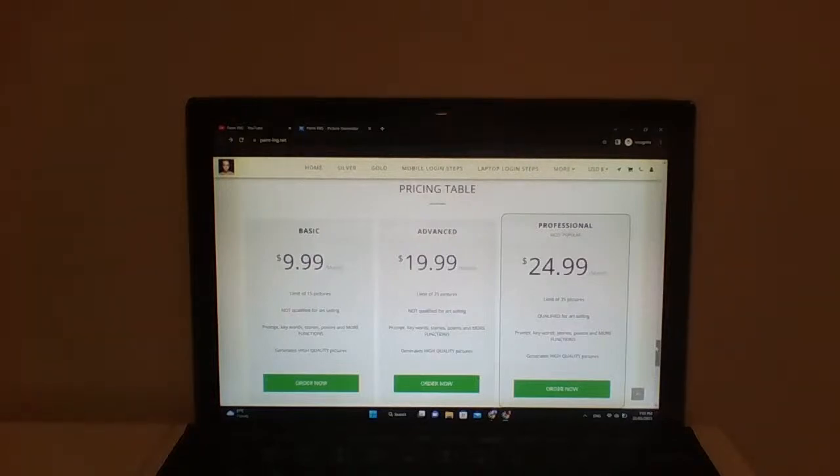Last is our professional plan. This is our most popular plan and it is only $24.99 and offers a great variety of services. For the professional plan, we offer a limit of 35 pictures. And you are qualified for art selling, which means that you can sell your artworks in our online art selling store and earn the profit. The functions include prompt, keywords, stories, poems, and more. For the professional plan, we generate high quality pictures.